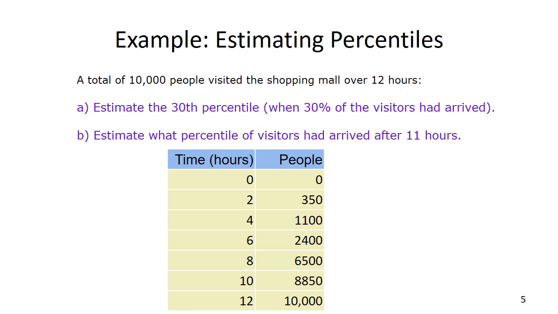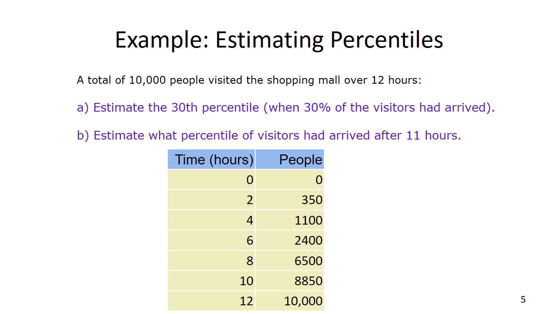Okay, so we're going to work out an example of this. In this example, we have 10,000 people visiting a shopping mall over 12 hours. And you're supposed to be finding A, the 30th percentile, so when do we hit 30% of the visitors that have arrived, and B, estimate what percentile visitors have arrived after 11 hours.